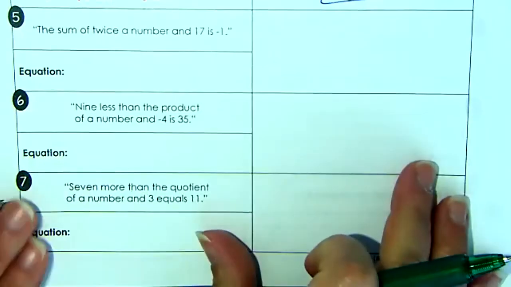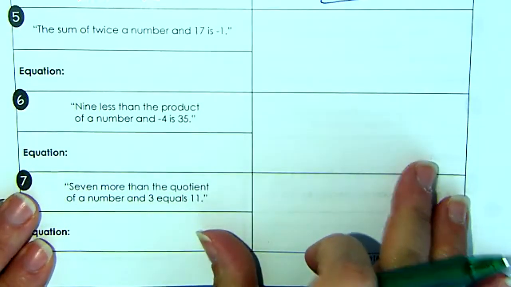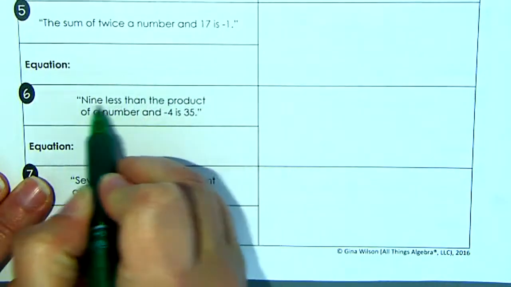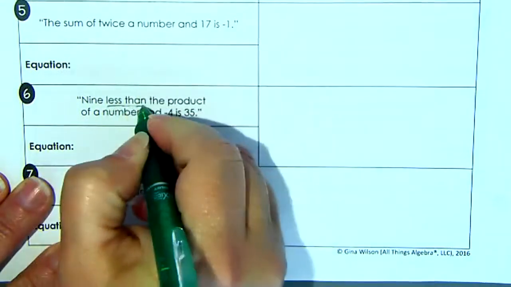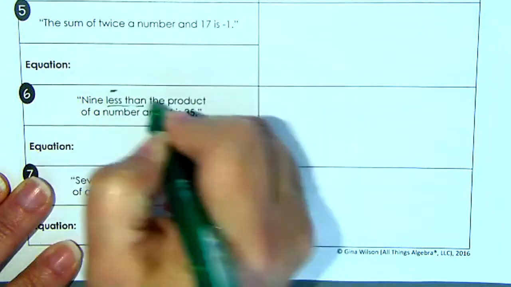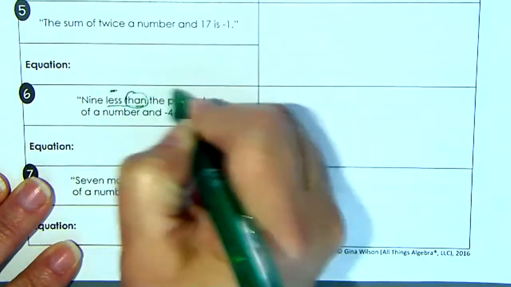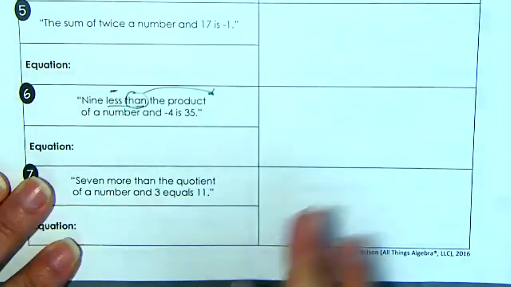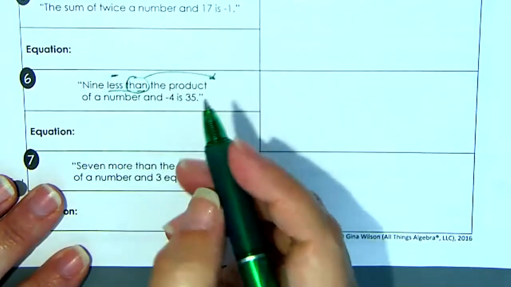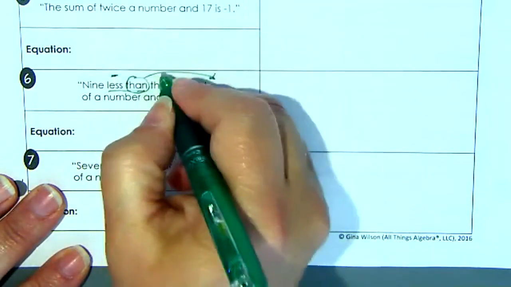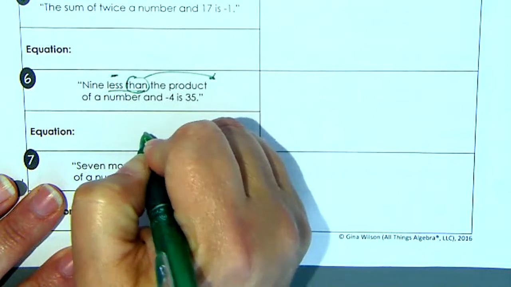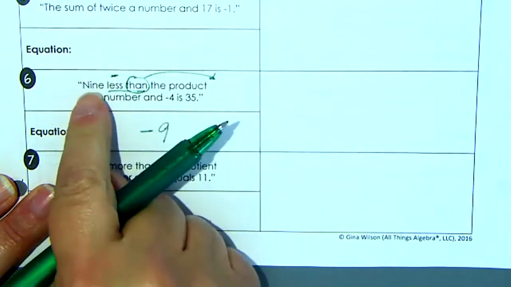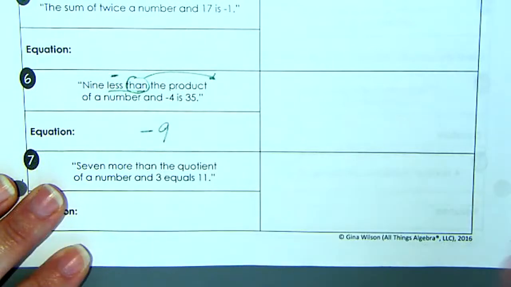Number 6. It says 9 less than. That's another instance where less means subtraction, but that word than means that I'm moving it behind. Oh, I did write the equation right there. Perfect. So it says 9 less than, so I'm moving it to the behind. I'm doing something minus 9. So I'm taking away 9 from something.